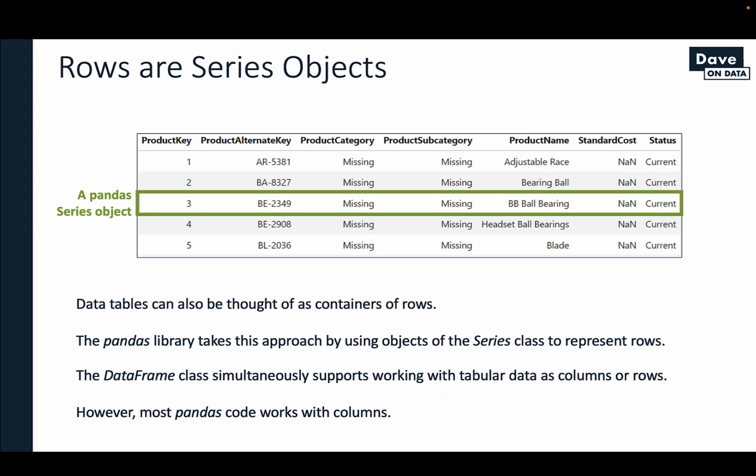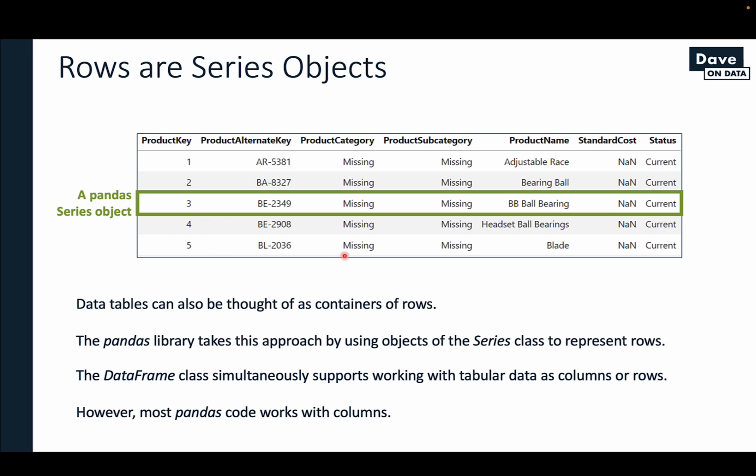The last thing to know conceptually about data frames and series objects is that rows are also series objects. Once again, we can think about this logically. A table of data is really a collection of rows and columns. If a series object makes natural sense to represent a column, it also makes natural sense to represent an entire row as a pandas series object. So we can think of a data frame as being a two-dimensional object. We have a bunch of series objects, each one representing the columns, and then we have a bunch of series objects representing the individual rows.